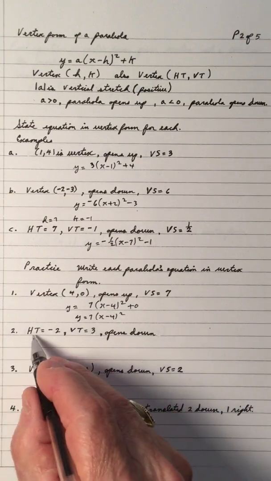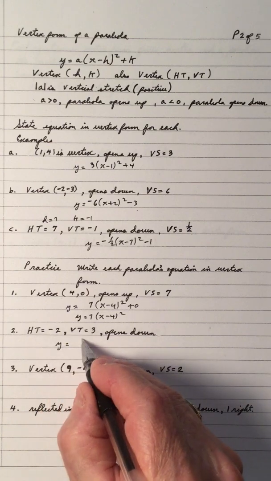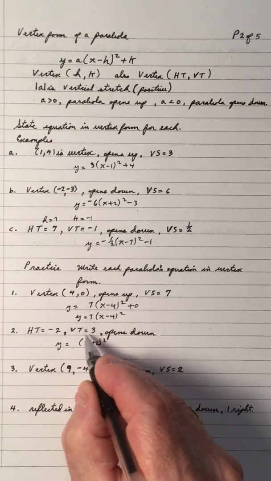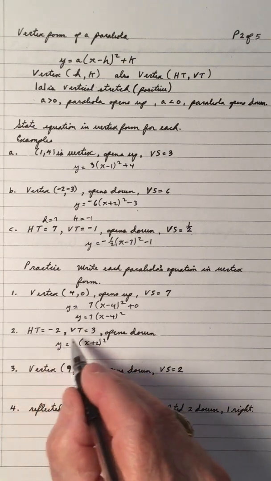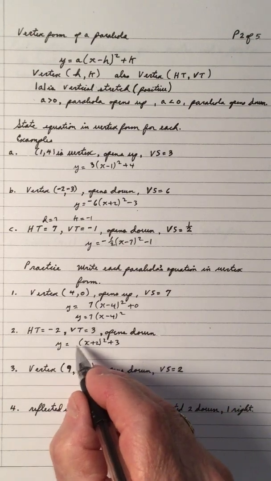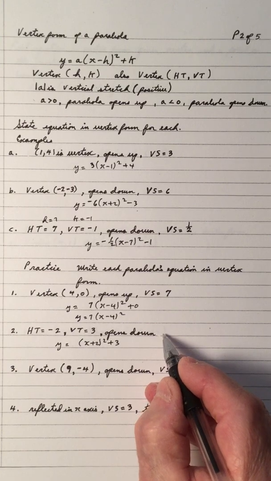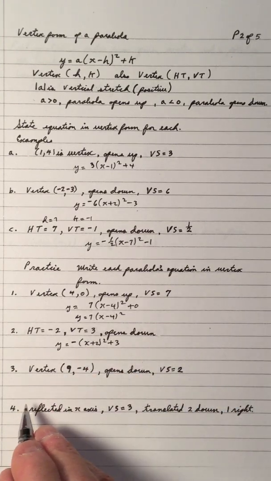And number 2, we have a horizontal translation, so that's your x value, so that's -2, so that's a +2 in the equation. The vertical translation is 3, so that's a +3. Opens down, which means it's a negative, but the vertical stretch, if not mentioned, is a 1, so that's just a negative with a 1.